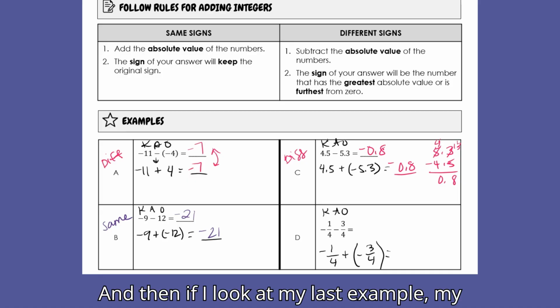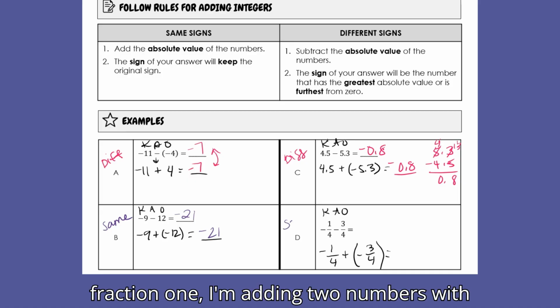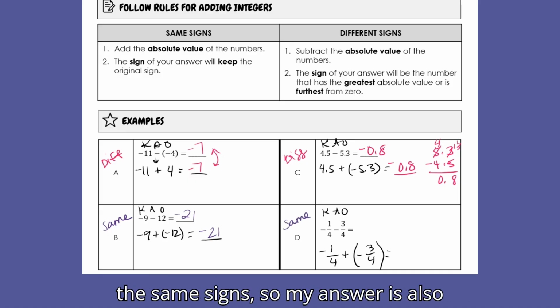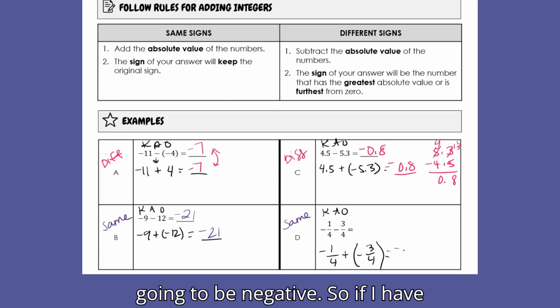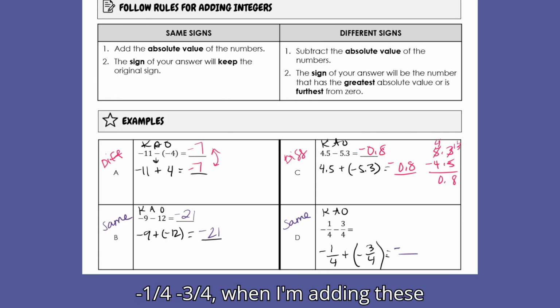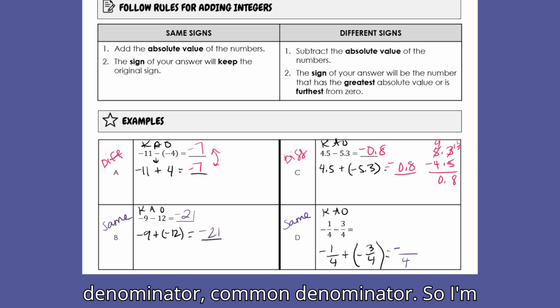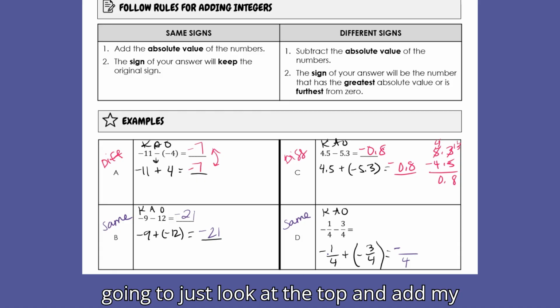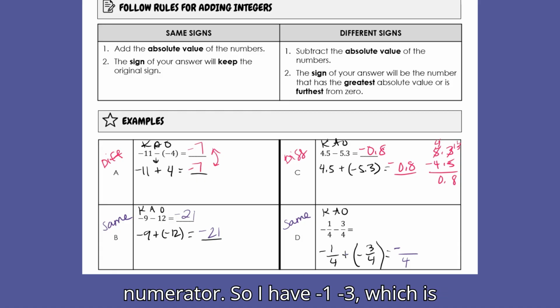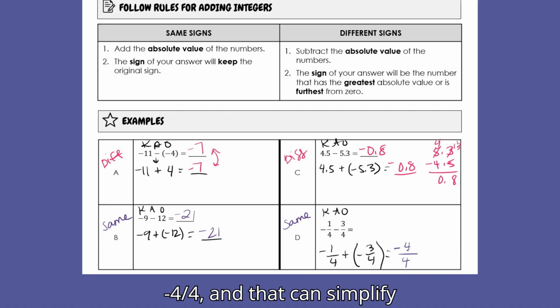And then if I look at my last example, my fraction one, I'm adding two numbers with the same signs, so my answer is also going to be negative. So if I have negative 1/4 plus negative 3/4, when I'm adding these fractions, they have the same common denominator. So I'm going to just look at the top and add my numerators. So I have negative 1 plus negative 3, which is negative 4/4. And that can simplify to just negative 1.